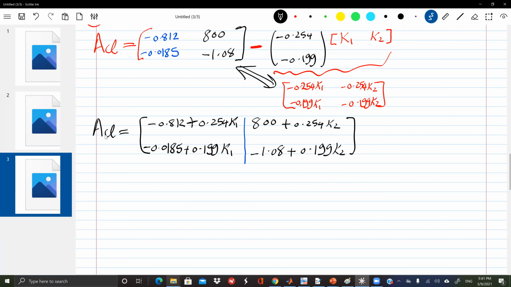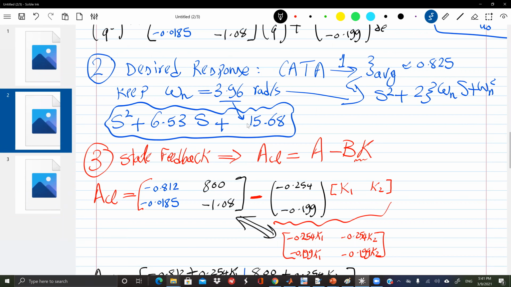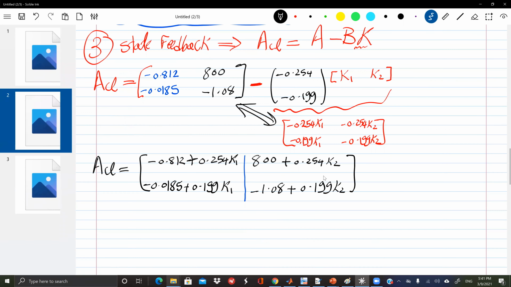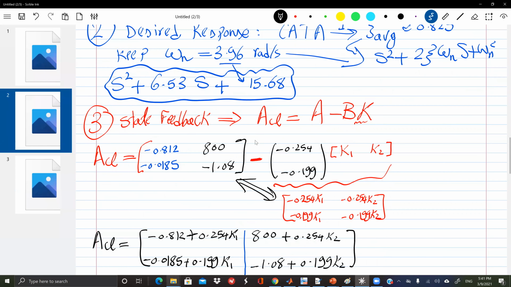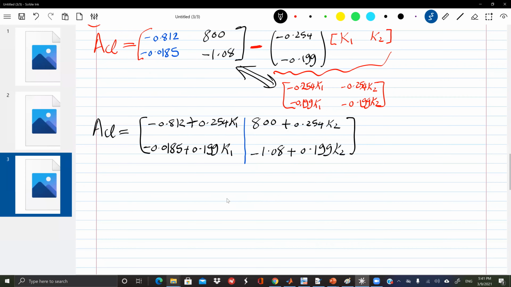Fine, how can I adjust this to meet this desired response? This is the desired characteristic equation, the characteristic polynomial. So simply get the characteristic equation from here and compare. How can I get the characteristic equation from this A matrix? Any idea? You take the identity matrix times lambda and then subtract A closed loop from it. Exactly, lambda I minus A, right? So let's do that. I'm going to copy my A here.